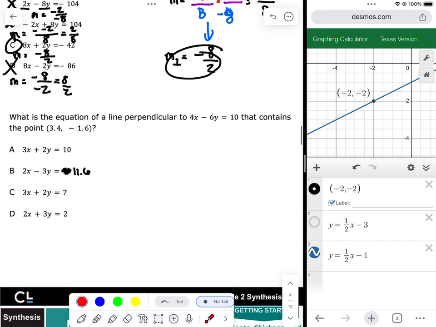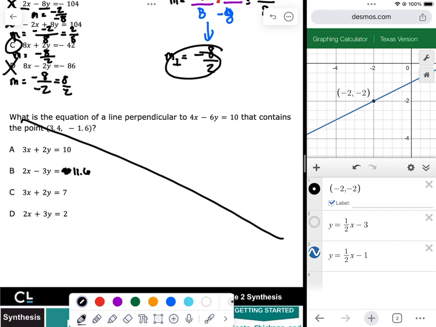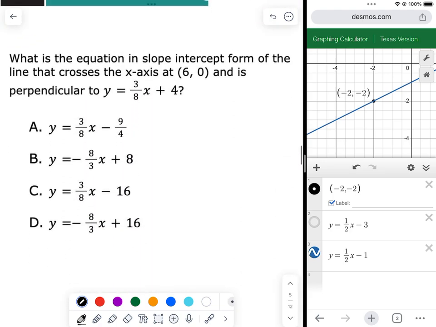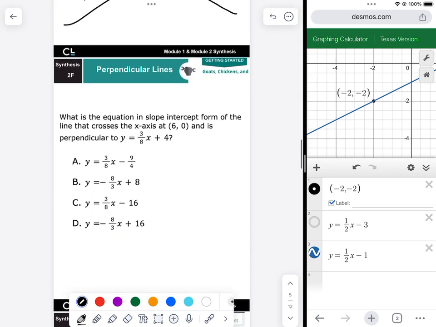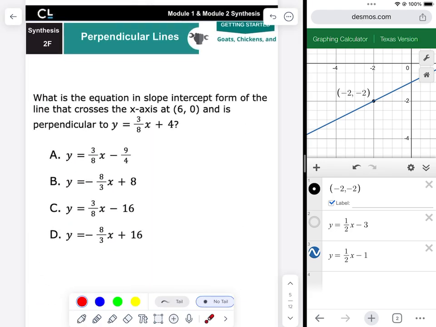So this next one, what we're actually going to do is skip it. We're going to skip this next one. We're going to go to our last question right here, and then I will let you guys get to work.